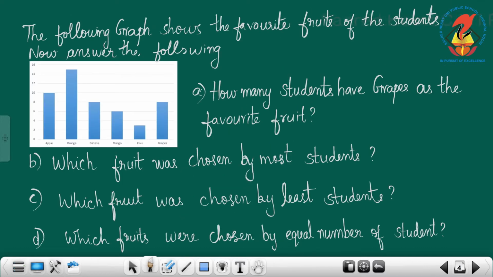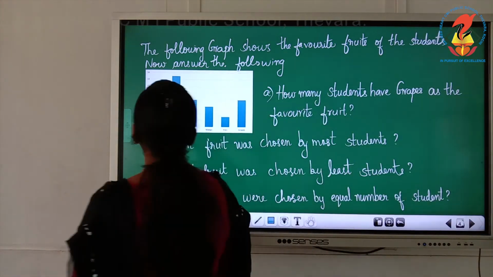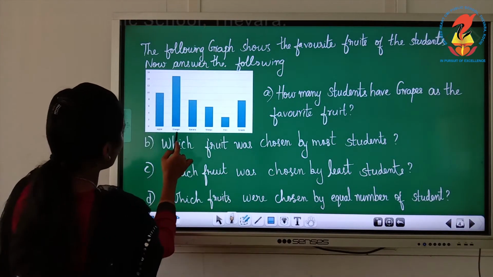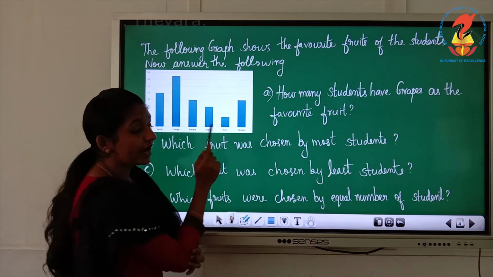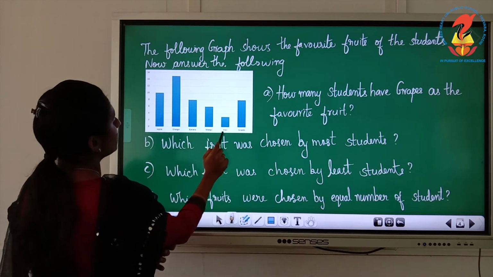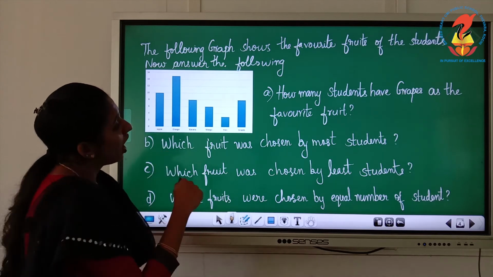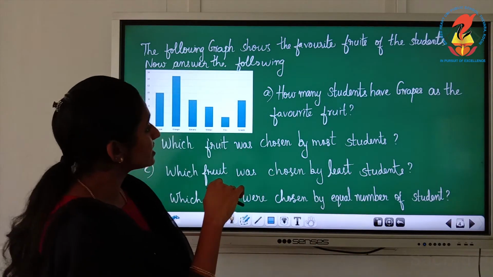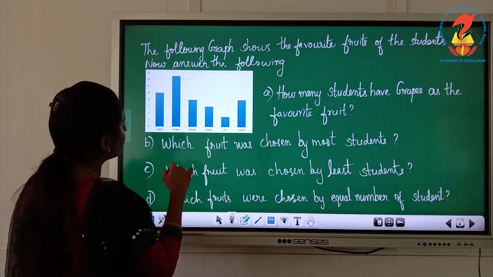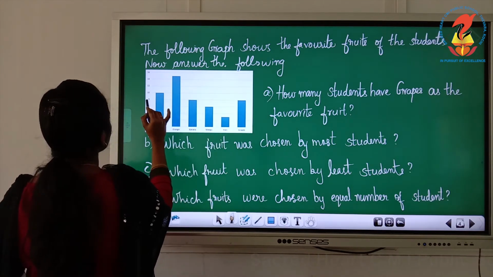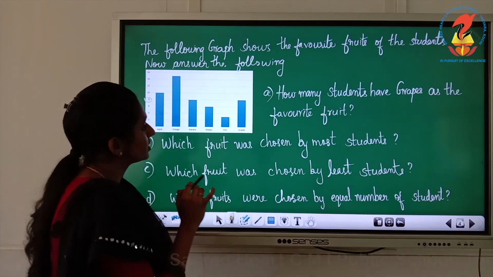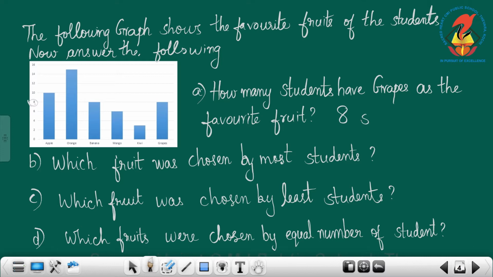Next question. The following graph shows the favorite fruits of students. Now answer the following. When we analyze the graph, the fruits are apple, orange, banana, mango, kiwi, and grapes. This is the name of the fruits and this is the number of students. How many students have grapes as the favorite fruit? Where are grapes here? It's 8, so 8 students.